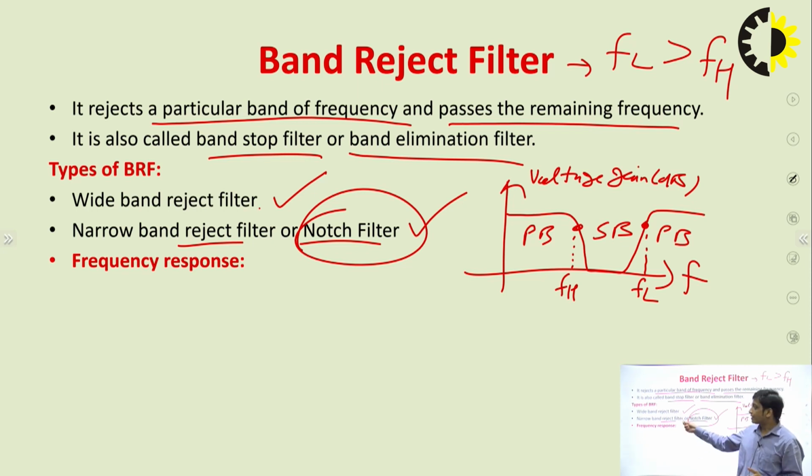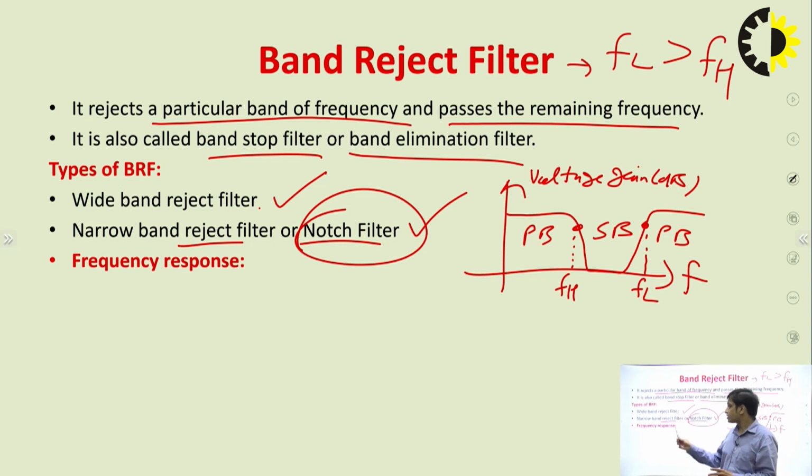To design a band reject filter, we simply take a first order high pass filter and a first order low pass filter, and we add the output of the first order low pass and first order high pass with the help of an adder circuit. So to design this wide band reject filter, we will require 3 op-amps. One op-amp is used to design the first order low pass filter, the second op-amp is used to design the first order high pass filter, and the third op-amp will act as an adder circuit. That adder circuit is basically the summing amplifier.